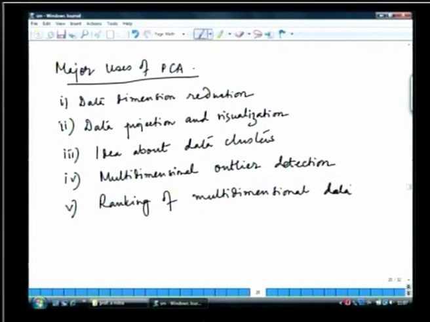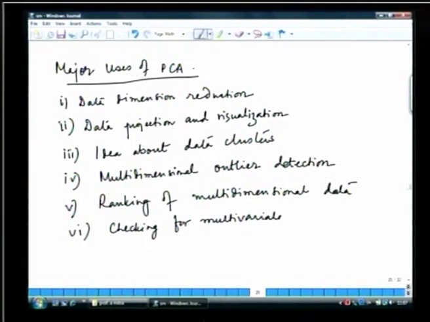And projection of the data can also tell us whether the data comes from a multivariate normal population or not. So, that is checking for multivariate normality. So, we can handle as many things with a PCA, and all of these are very important practical uses for multidimensional data. The last one is checking for multivariate normality.